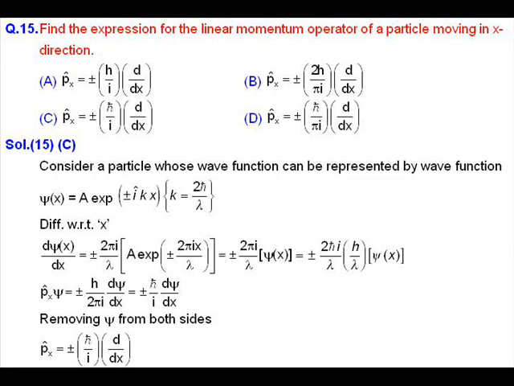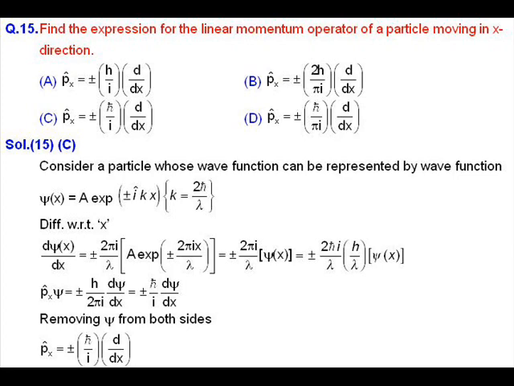So the exact wave function will be given as psi x equals A into exponential of plus minus 2 pi i x divided by lambda. If we differentiate with respect to x, we will get d psi x by dx equals plus minus 2 pi i by lambda into A exponential of plus minus 2 pi i x by lambda. That term can be written as psi x. So the equation will become d psi x divided by dx equals plus minus 2 pi iota by lambda into psi x.